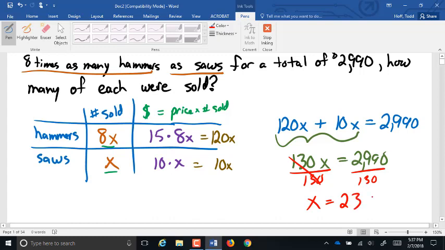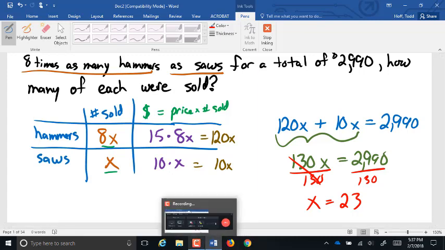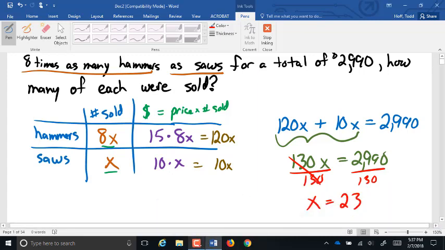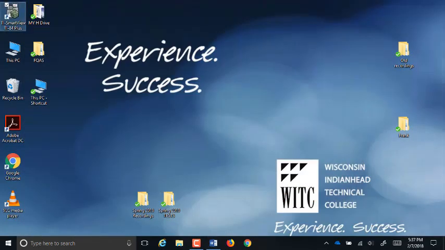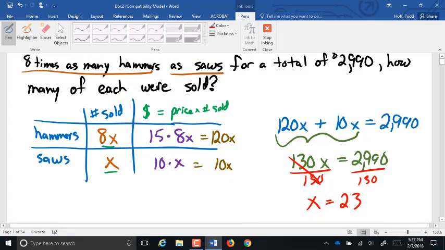Does that look right? I don't have my calculator up here. Okay, perfect. So X is 23.